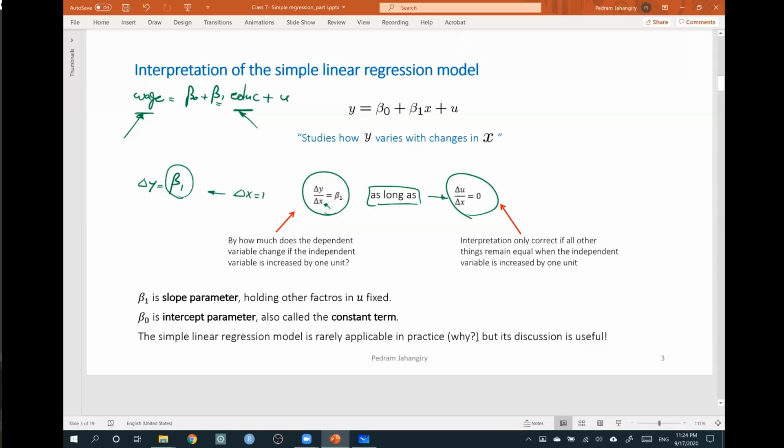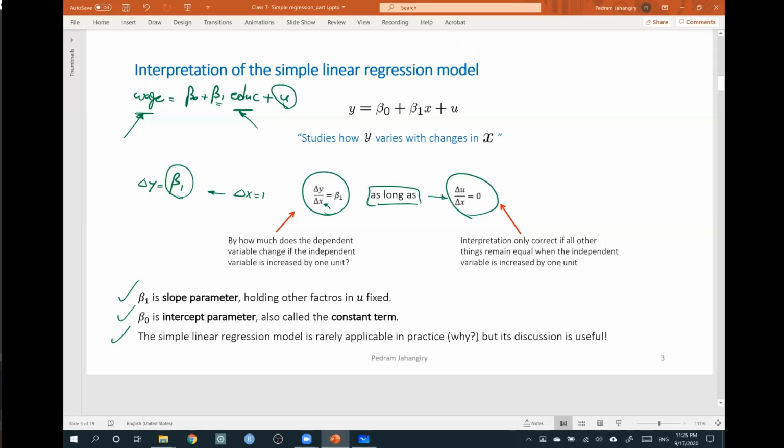I have to say, if education increased by 1 unit, then wage is going to increase or decrease by beta 1 units only if everything else is constant, or holding everything else constant. And here is what we mean by everything else: unobserved factors. So beta 1 is a slope parameter holding other factors in u fixed. Beta 0 is the intercept parameter, also called a constant term.